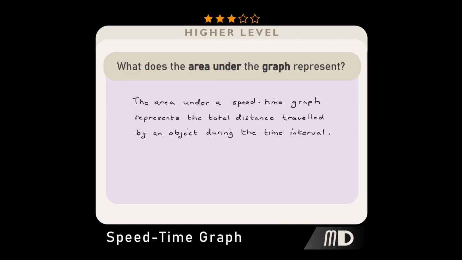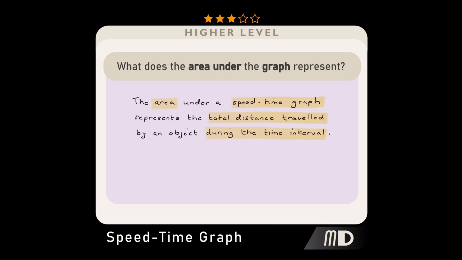This is the second part of a two-part question. We've been asked to explain what the area under this speed-time graph represents. The area under a speed-time graph represents the total distance travelled by an object during that time interval.